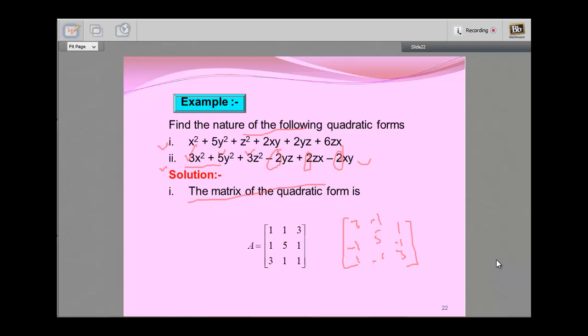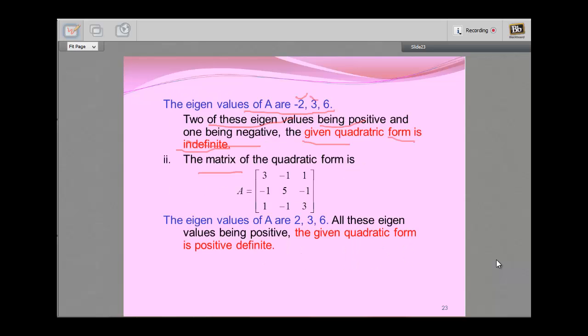Let us see whether this is the same matrix or not. So 3, minus 1, 1. So we see this is the same matrix. So hopefully you understand how we can write the matrix from the quadratic form. In this way we will write the matrix.